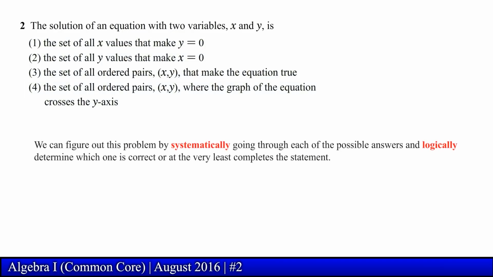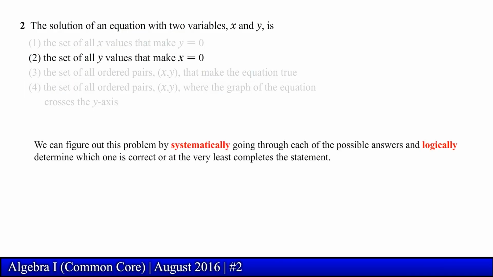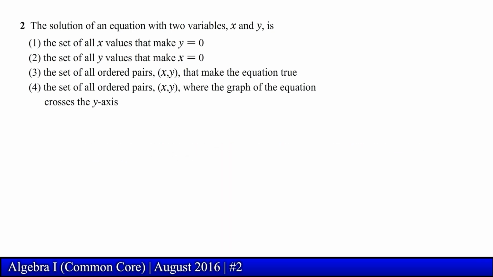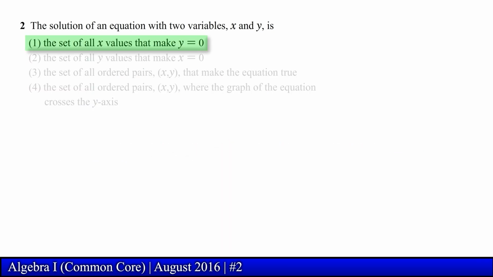We can figure out this problem by systematically going through each of the possible answers and logically determine which one is correct, or, at the very least, completes the statement. Let's start with the first option. The set of all x values that make y equal to 0.